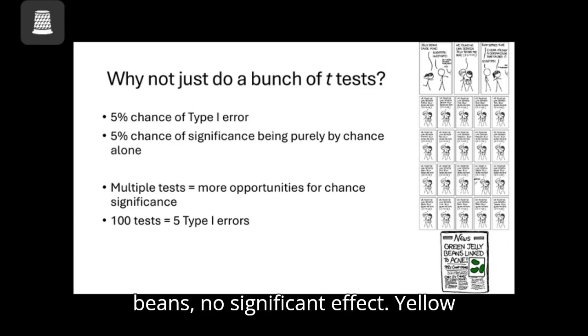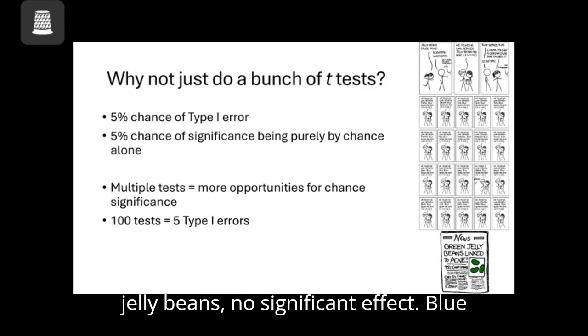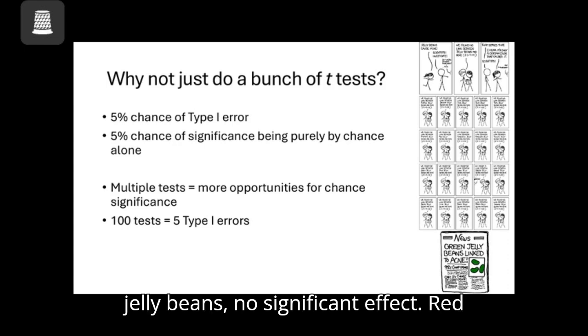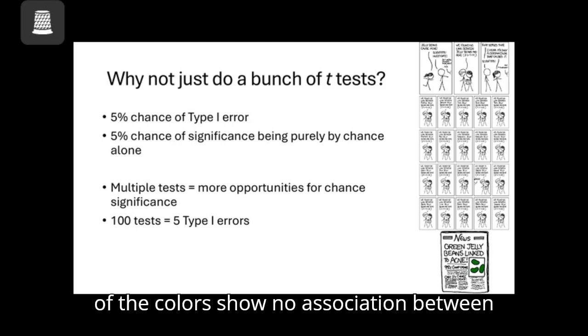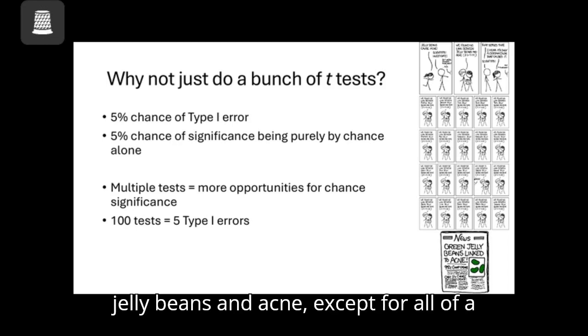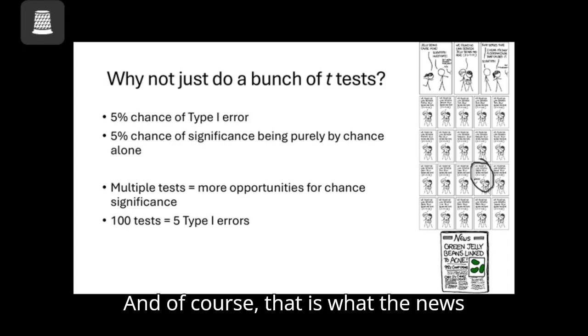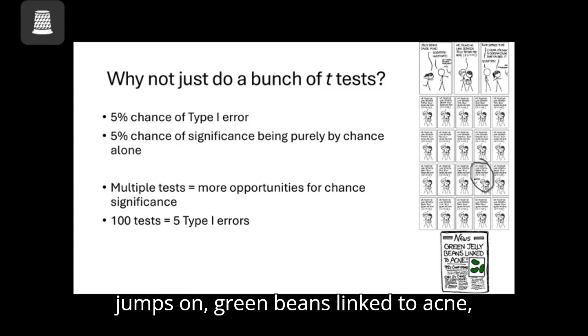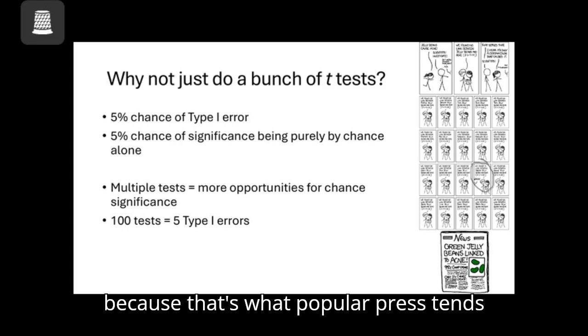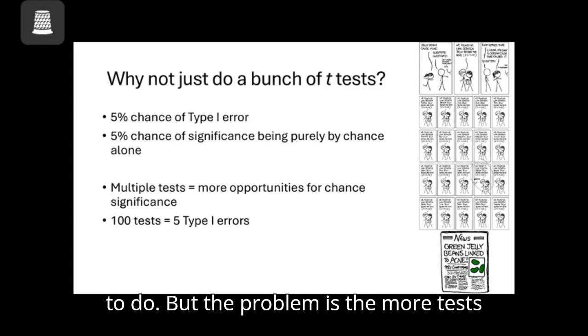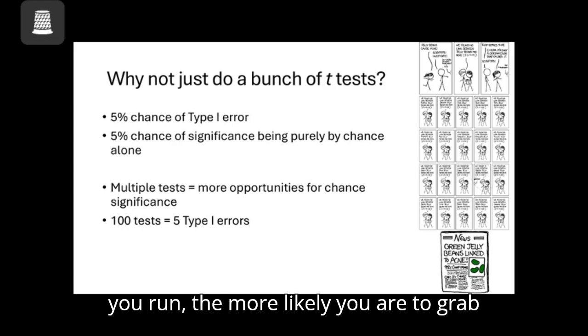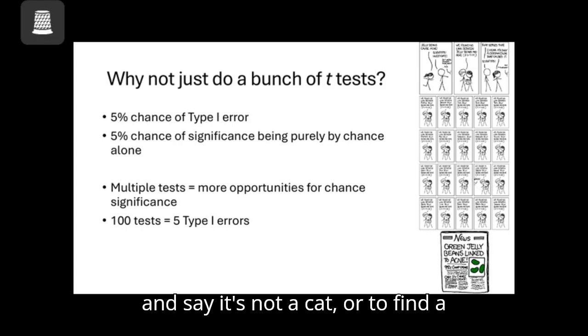They test the purple jelly beans, no significant effect. Yellow jelly beans, no significant effect. Blue jelly beans, no significant effect. Red jelly beans, no significant effect. All of the colors show no association between jelly beans and acne, except for, all of a sudden, they get to green. And the green one, right here, we found a significant effect. And of course, that is what the news jumps on. Green beans linked to acne, because that's what popular press tends to do. But the problem is the more tests you run, the more likely you are to grab that really fat or that really skinny cat and say it's not a cat, or to find a significant association where none exists.